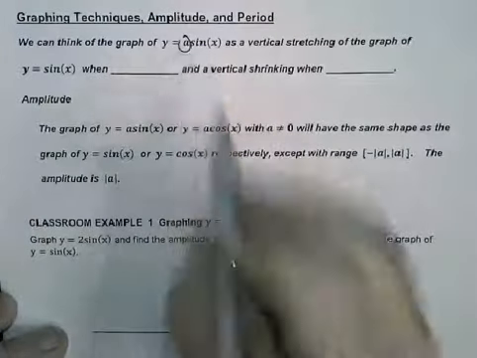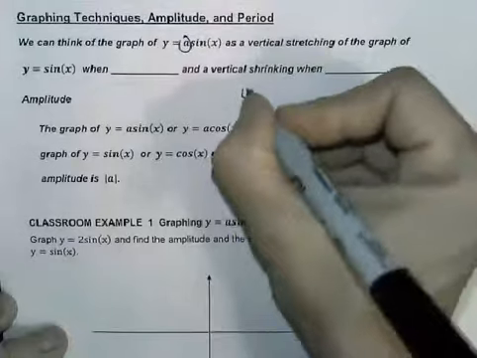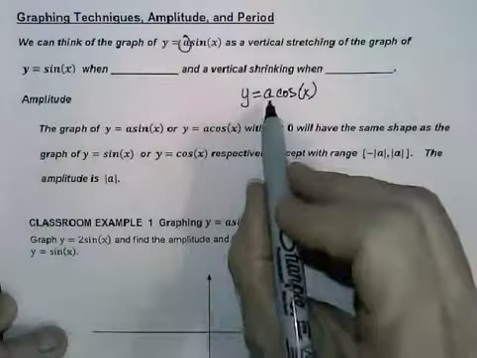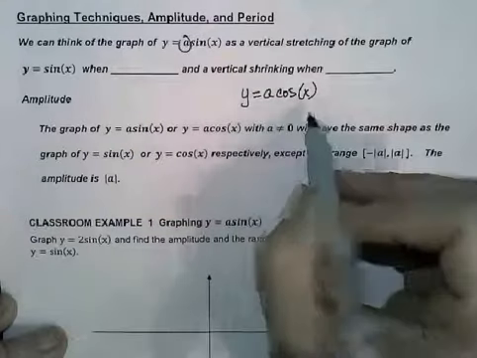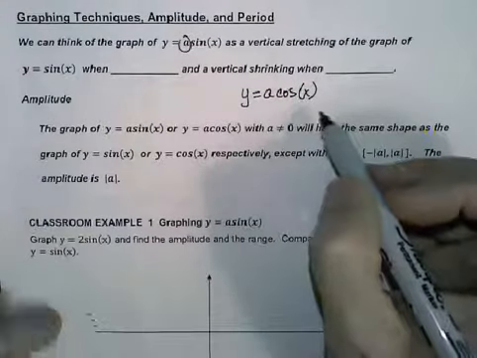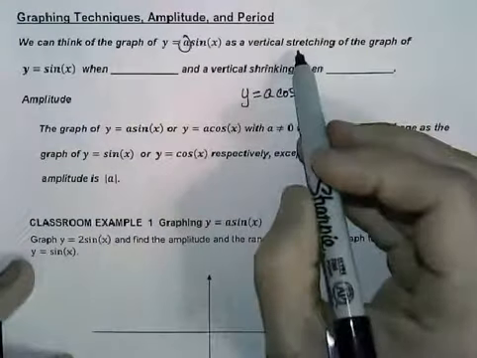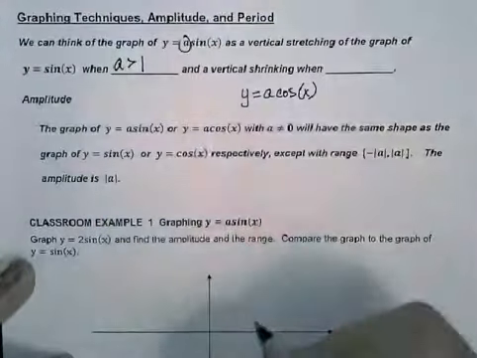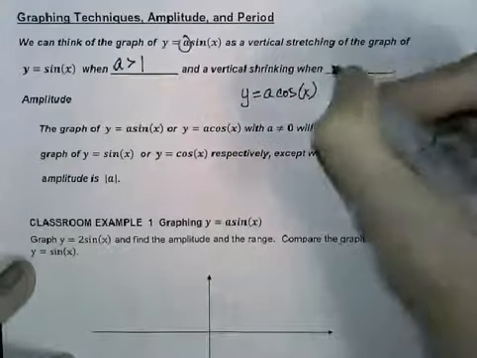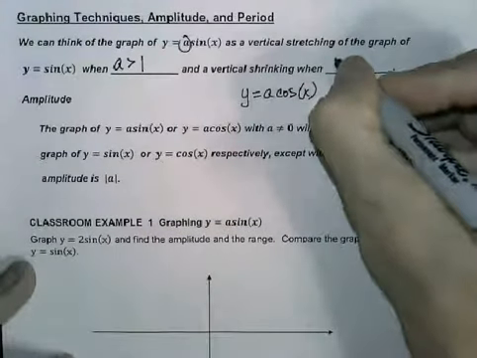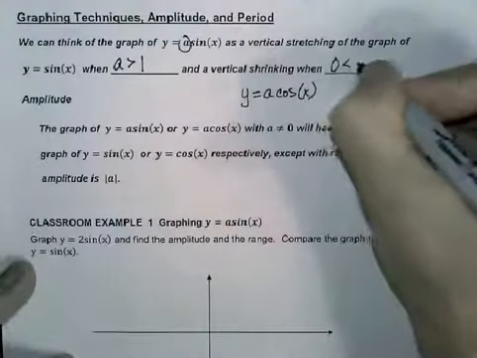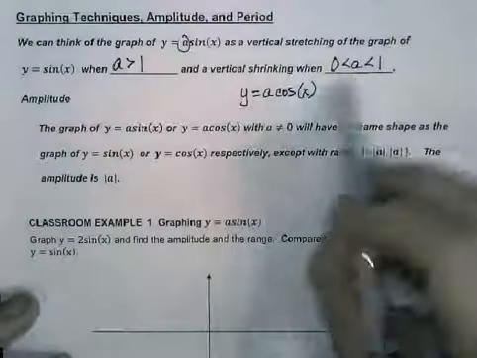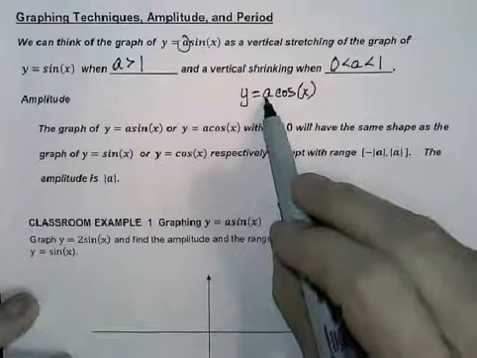And this one just has sine of x, but we can also do the same thing for cosine of x. If we have a number in front of our cosine or sine function, that gives us a vertical stretch if that number is greater than 1. It shrinks the graph vertically if the number is between 0 and 1. For right now, we're just talking about positive values of a.